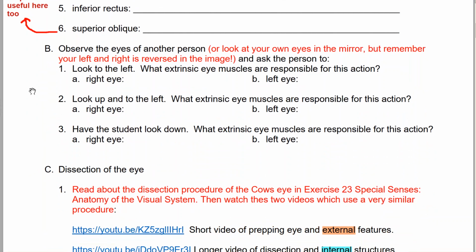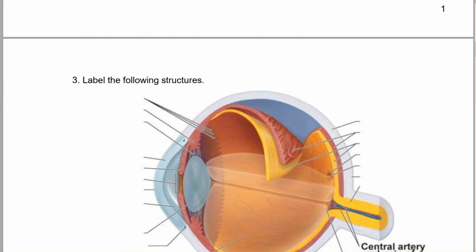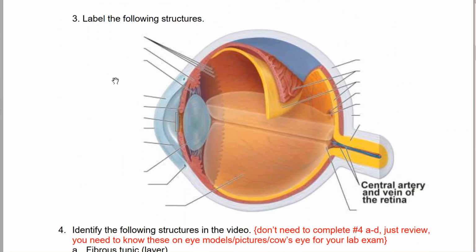Then continuing on, you just look in the mirror and move your eyes up and to the left and up and to the right, follow the directions and figure out what muscles are working in the right eye and the left eye. And then the bottom of page 1 has links to the cow eye dissection videos. First part external features, second part internal features. Then at the bottom of page 1, use the following page to label the structures of the eye and identify structures. And so the next page is all about structures of the eye.